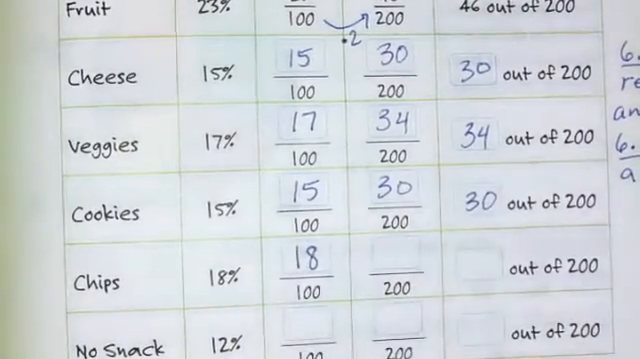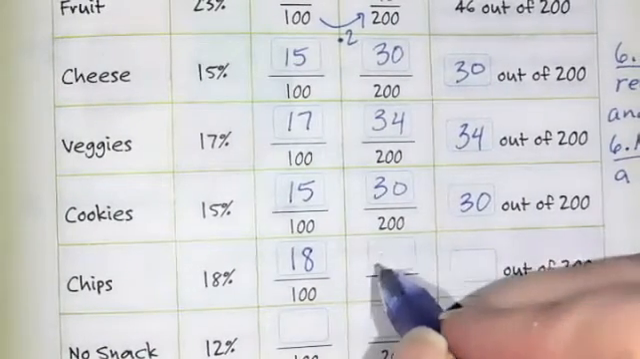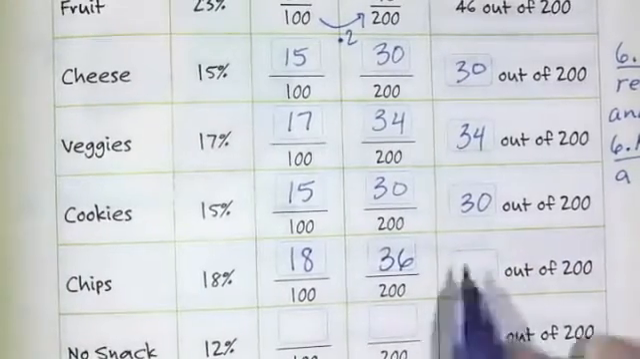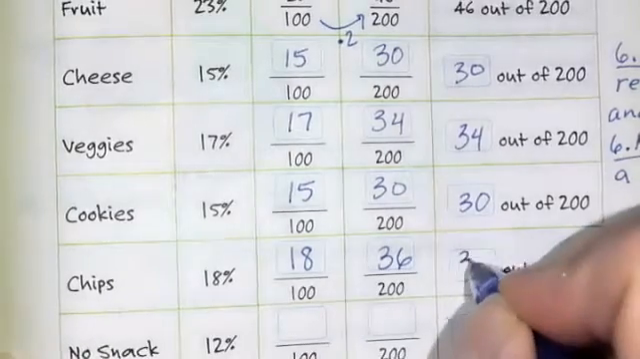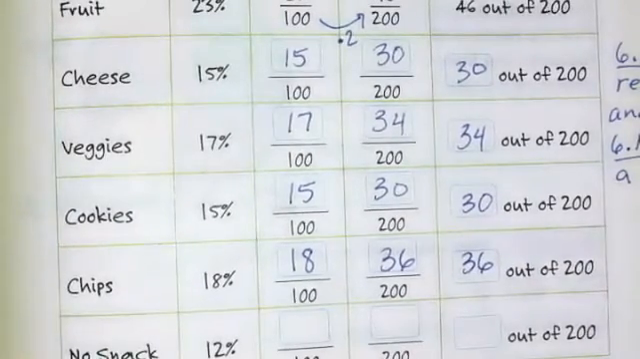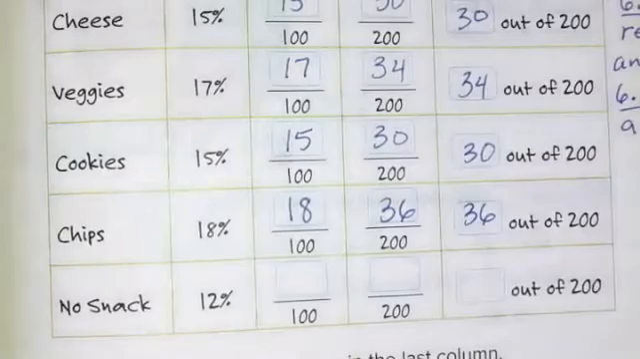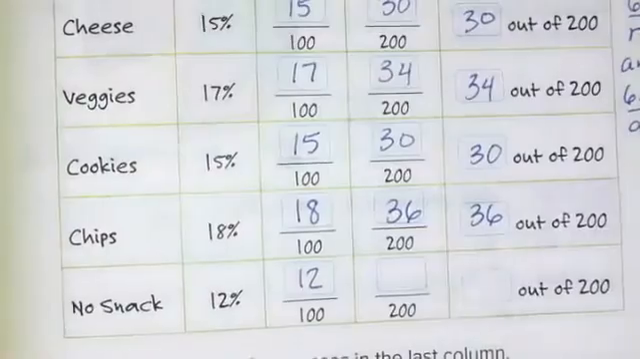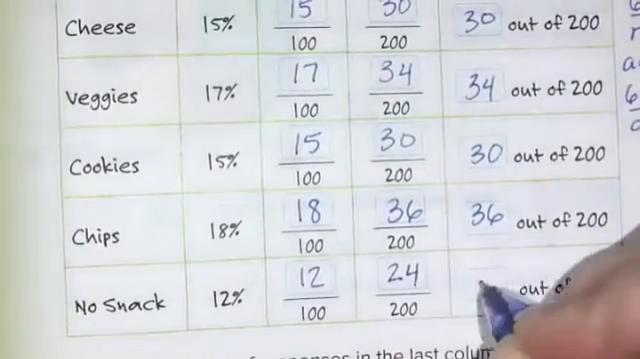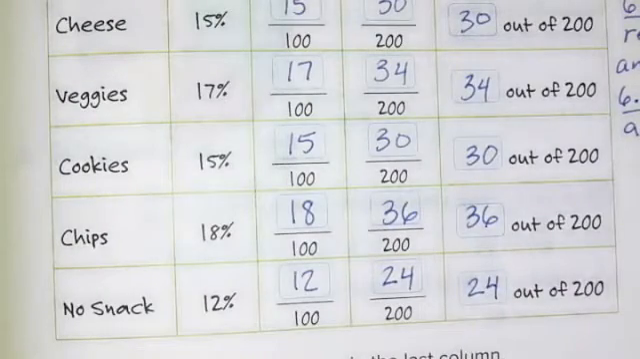Chips. 18% of students brought chips as a snack. So 18 out of 100 would be equivalent to, double both of the numerator and the denominator, 36 out of 200. So 36 out of 200 students chose chips as their snack. And then 12% of students did not choose a snack, so they are not snackers. So 12 out of 100 would be equivalent to 24 out of 200. So 24 out of 200 students did not bring a snack.